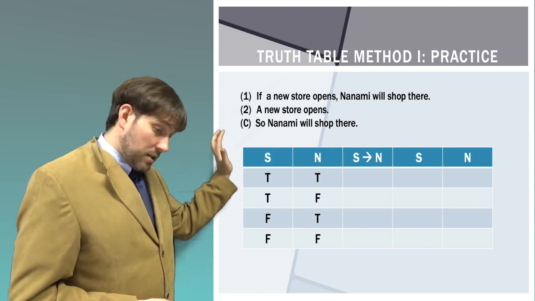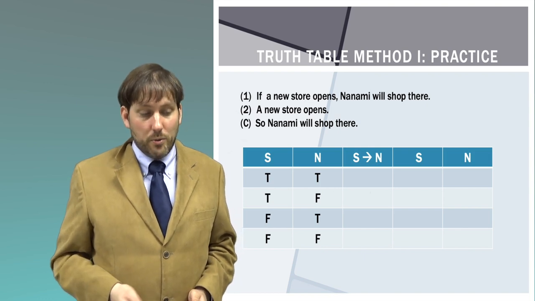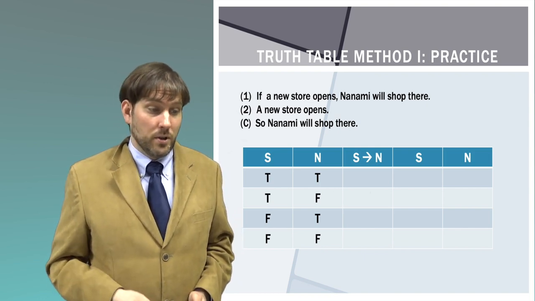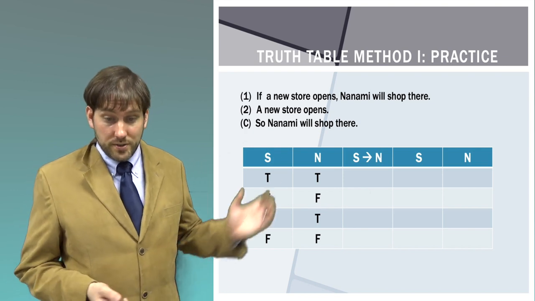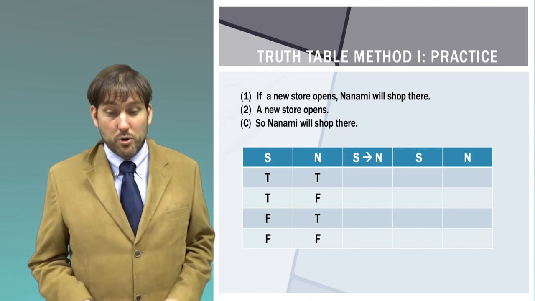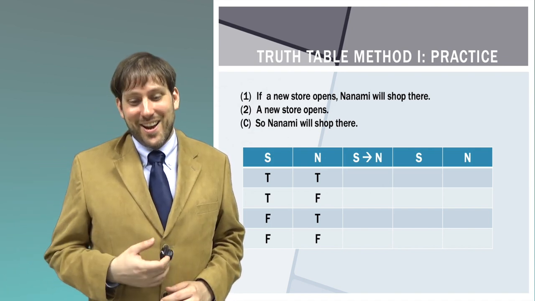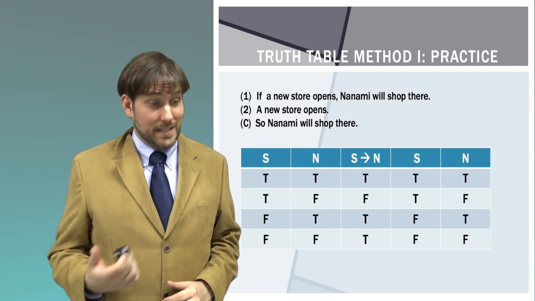All right, so I filled that in for you. Now we need to look at our operators, and we can also just copy some things over. We can just copy over the S and the N. The S as a premise is the same as the S as a variable, T, T, F, F. The N as a conclusion is the same as the N as a variable as well, so it's T, F, T, F.